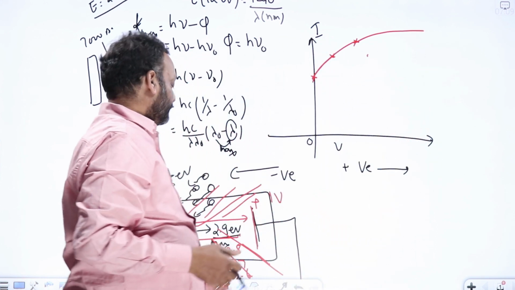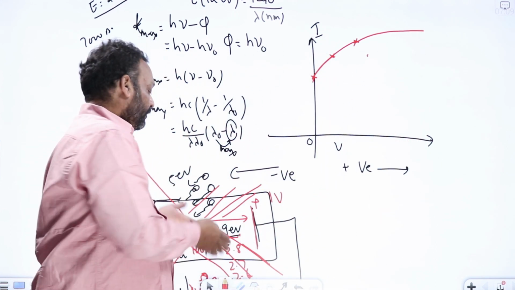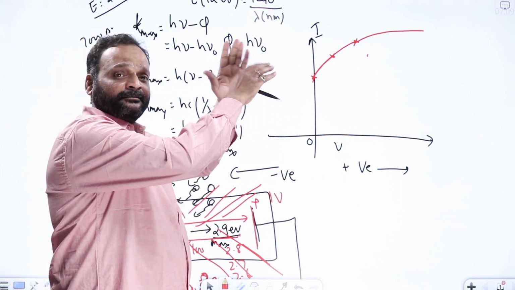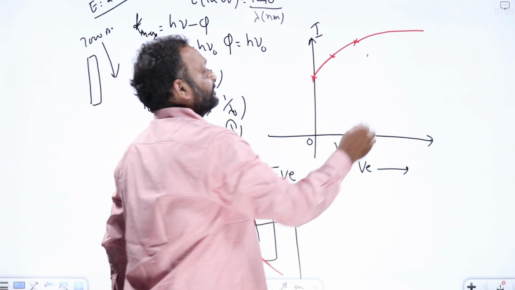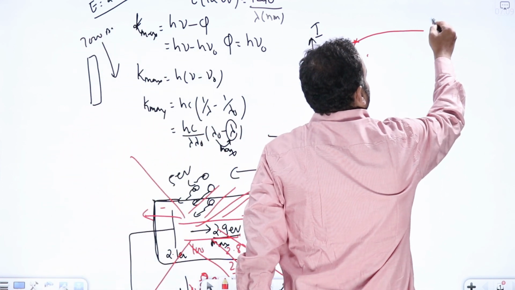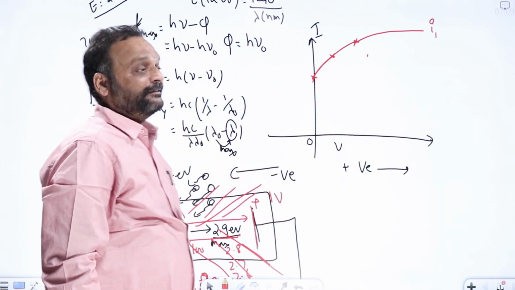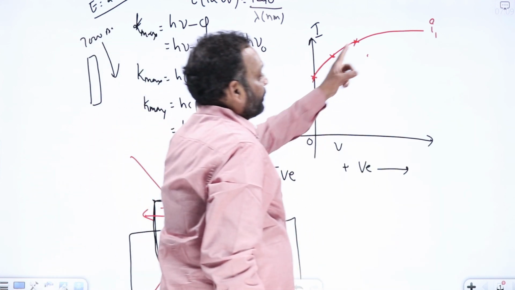After that, even if you put 4 volts, 5 volts, 6 volts also, only 100 electrons are there. All 100 electrons have already reached the plate. Current has become saturated, we say. Means this is called saturation current. Okay, I call it I1. Saturation current, I1. This is about the positive potential.